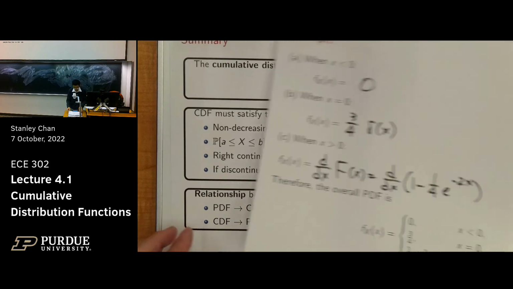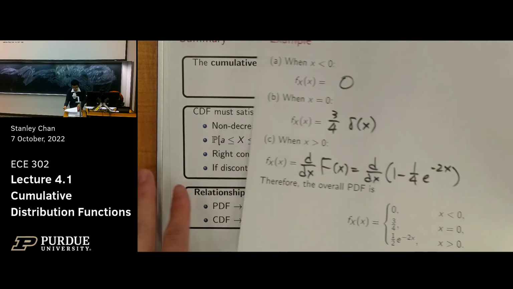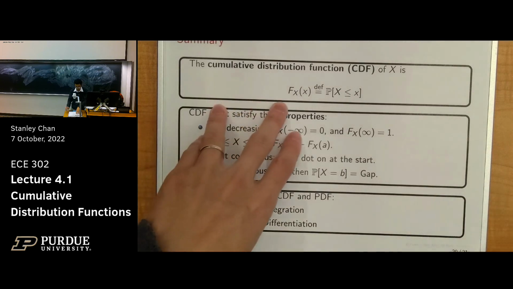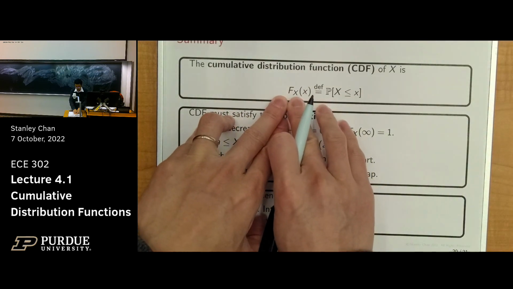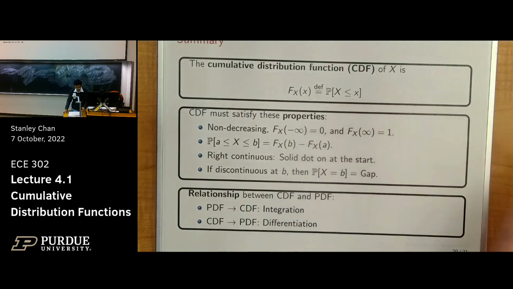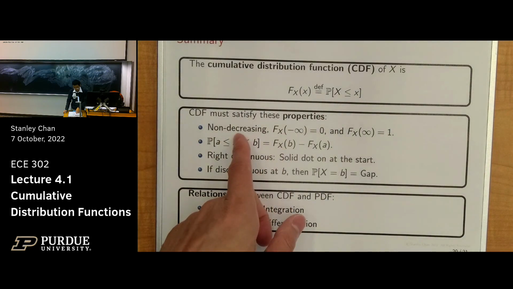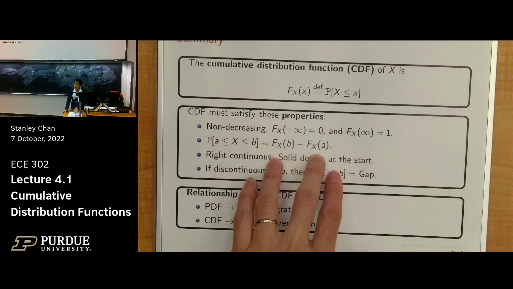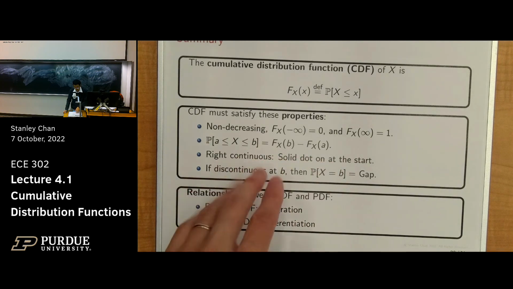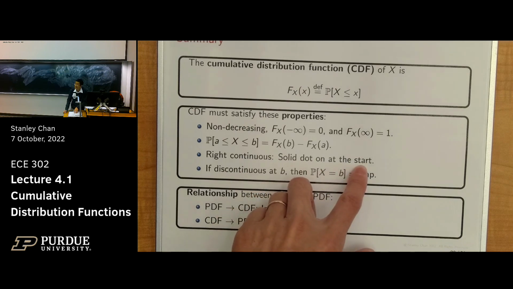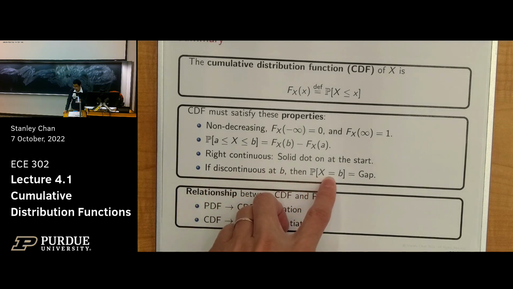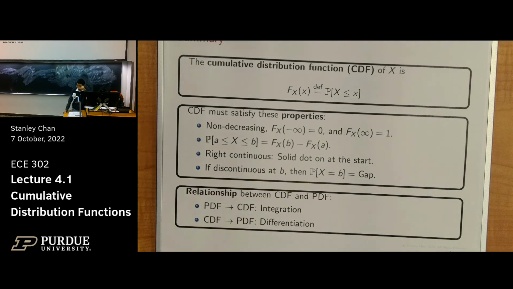Okay, so great. This is a summary slide summarizing the CDF. The definition is given by this. Your CDF is the cumulative sum, and then your properties: non-decreasing, 0 and 1. If you're looking at the interval, it is the difference between the two CDFs. Right continuous, so it's a solid dot at the start. That's a pretty good slogan to remember. And if it is discontinuous, then the probability at b will be your gap.